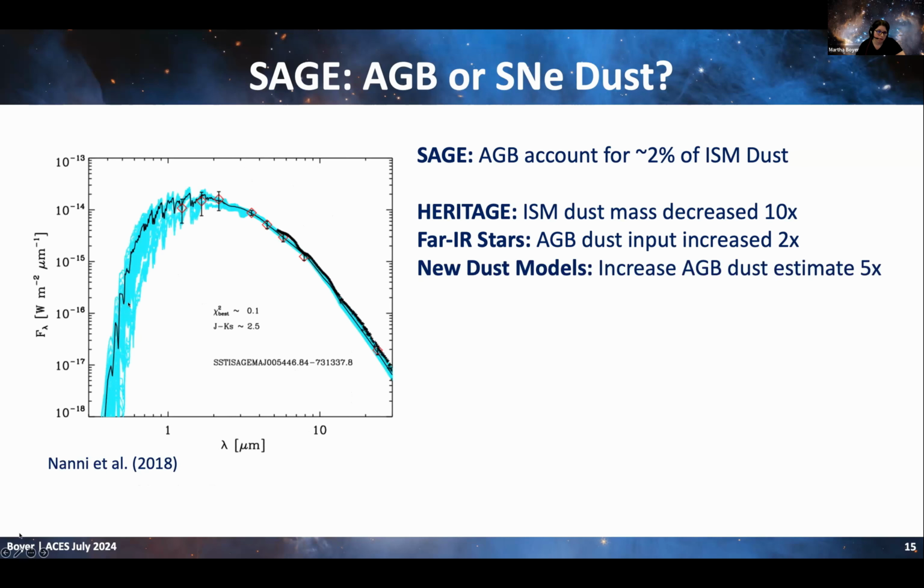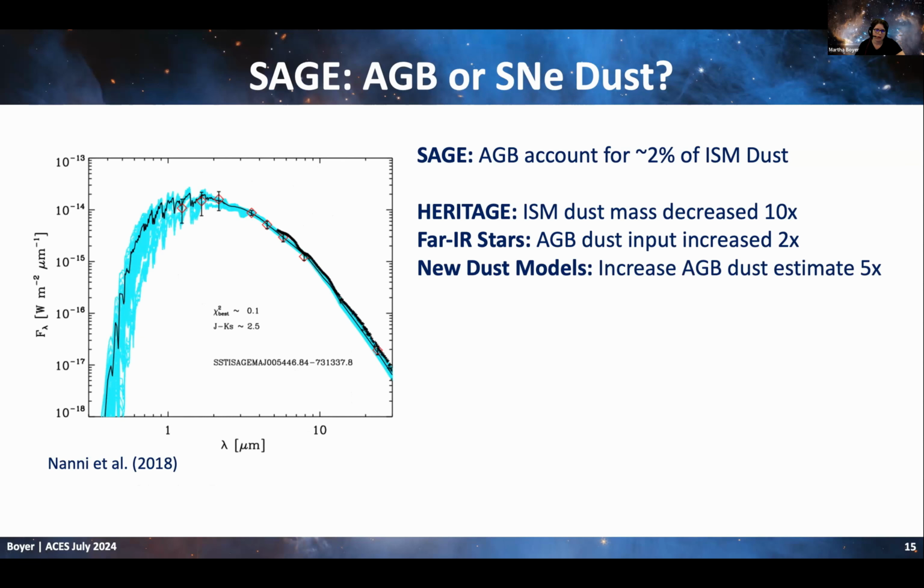And then some new dust models came out for AGB stars not long after that. And if you plugged these models into our estimates, you would get an increased dust estimate by about a factor of 5. So when you take all of this together, today, you could say that AGB stars can account for most of the ISM dust in the Magellanic Clouds. It doesn't mean that they definitely do, but they could. They make enough dust that they could be a dominant source.